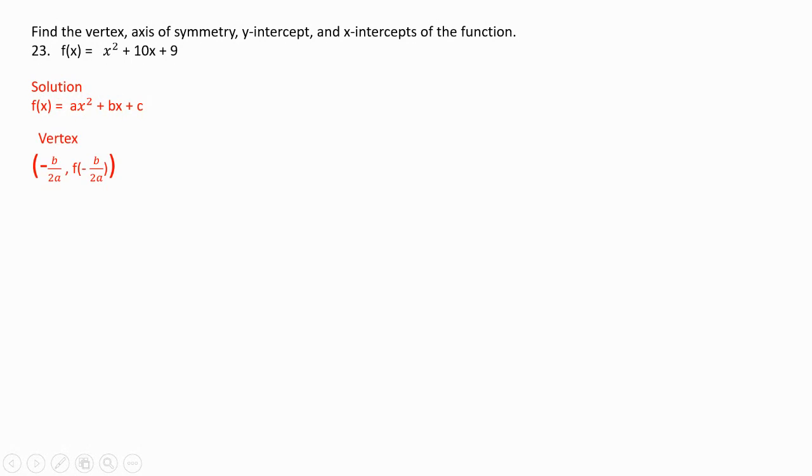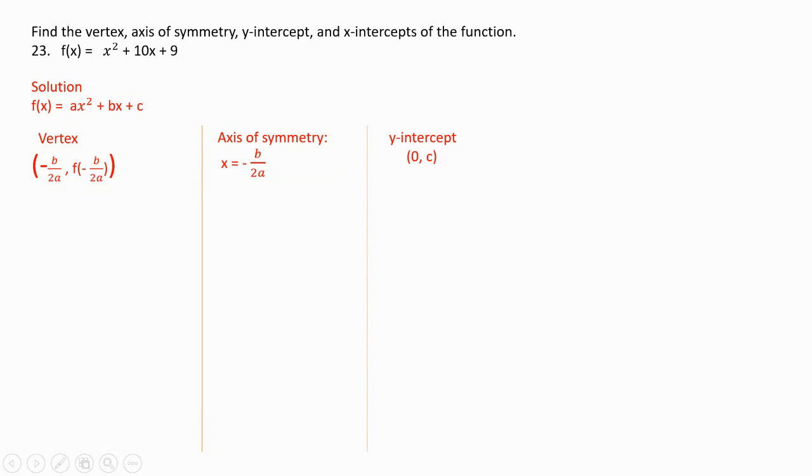So solution, right? First, you need to find the vertex. This is how you find the vertex: negative b over 2a and f of negative b over 2a. This is my x value. This is my y value of the vertex. The axis of symmetry is x equals negative b over 2a. So once you find the vertex, you also find the axis of symmetry.